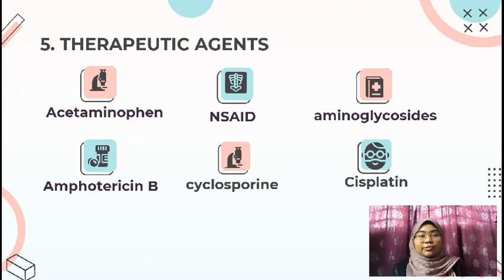Lastly is the therapeutic agents that consists of the acetaminophen and NSAID drugs, aminoglycosides, amphotericin B, cyclosporine, and cisplatin. I think that's all from me, and I will pass to the next presenter.